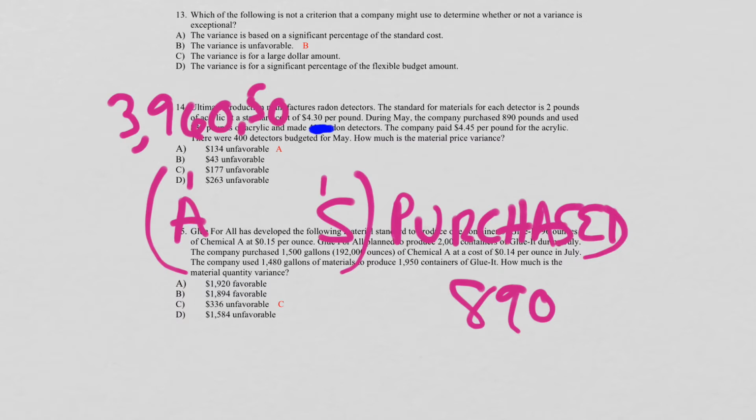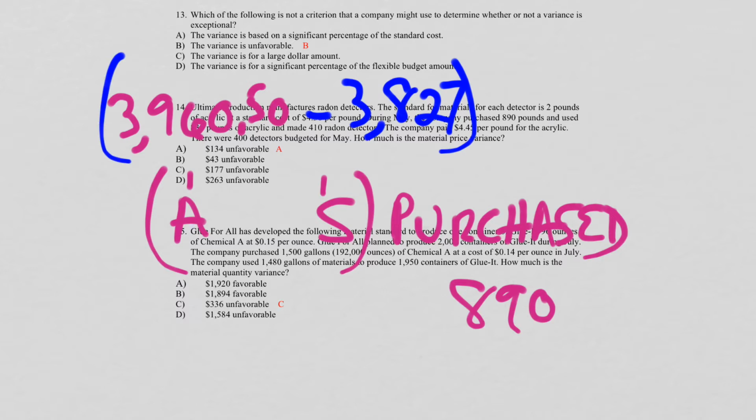So let's see how that works out. $4.30 per pound for 890 pounds actually purchased gives us 3,827. And now again, you can begin to see that in terms of the poundage here, it's already looking unfavorable because of why? Because of the amount paid in total.